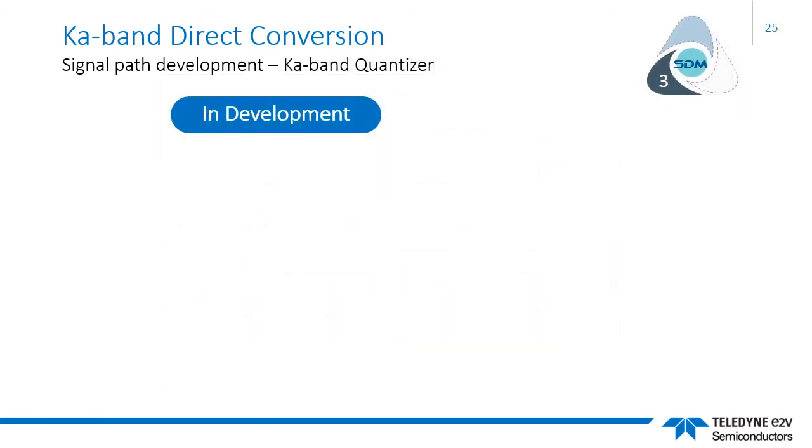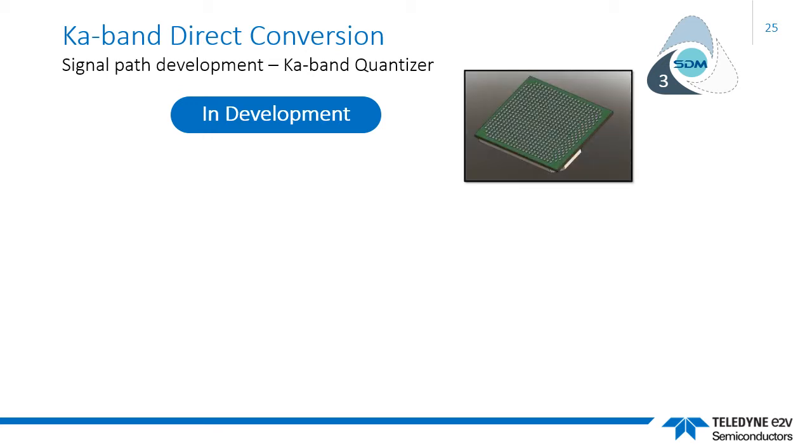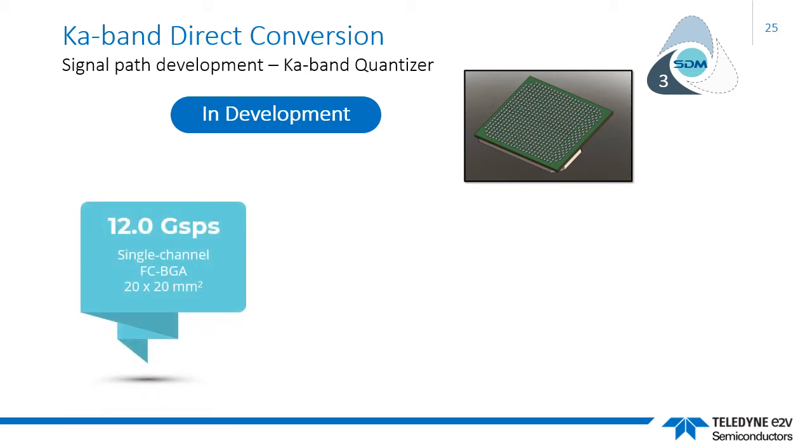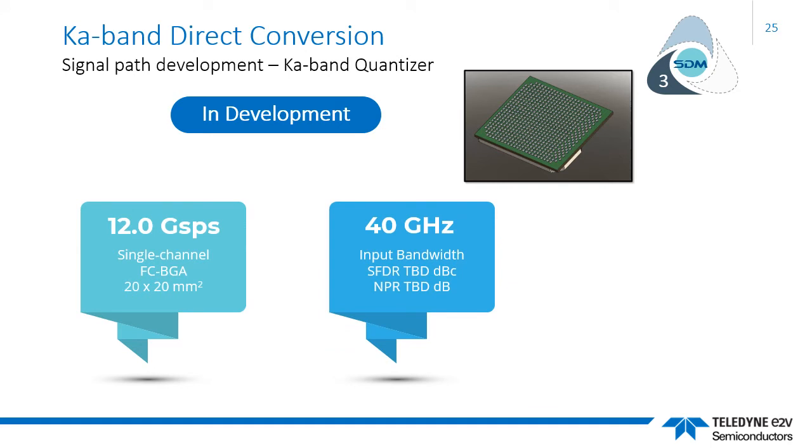In the final stage of this receive path expansion development, the company plans to develop from the ground up a new Ka-band solution. The current development envisions a 12 gigasamples per second single channel broadband ADC with high frequency optimized interleaved cores. Its front-end quantizer will exploit all the lessons learned by the company over the last few years to stretch input bandwidth out to 40 gigahertz.